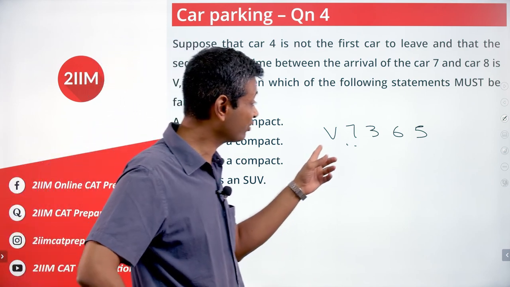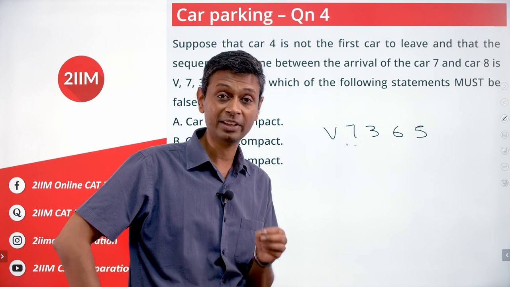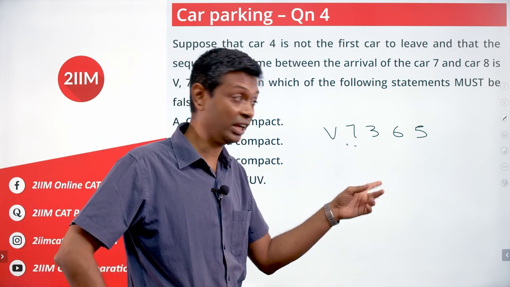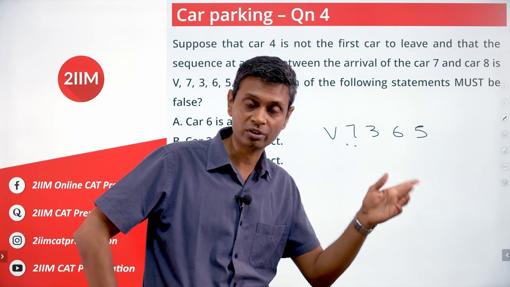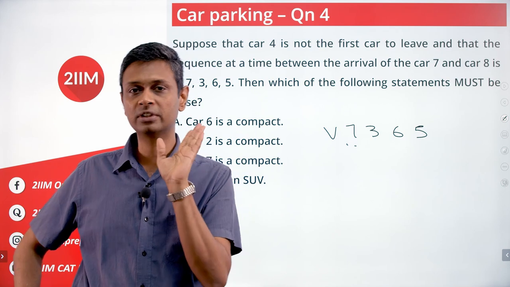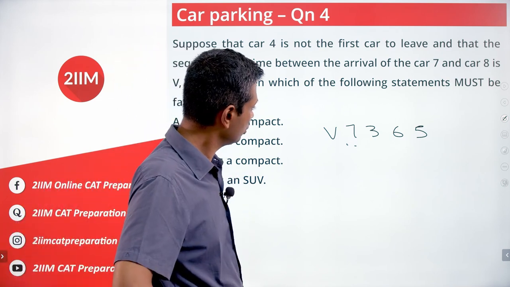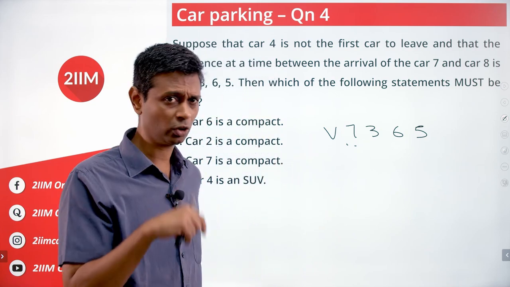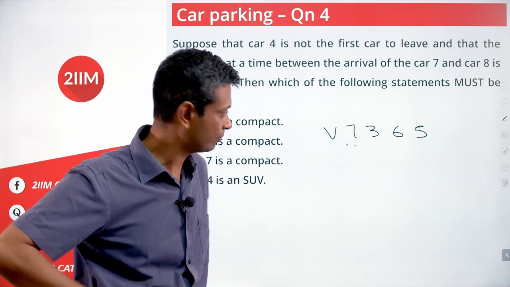Because if 1 had left before that and 2 had also left, whether they are compact or SUV, 1 and 7 would have taken up the first slot or first and second slots. The first one cannot be vacant. So 1 is the last car to leave. That much we know. So 7 occupying 2 slots, that is understandable, that's reasonable. Should have been SUV to SUV or compact to compact.